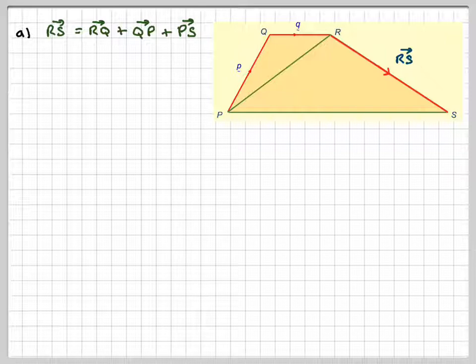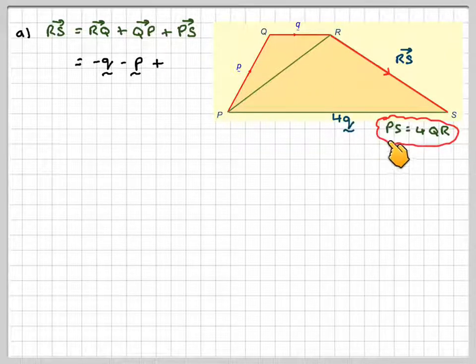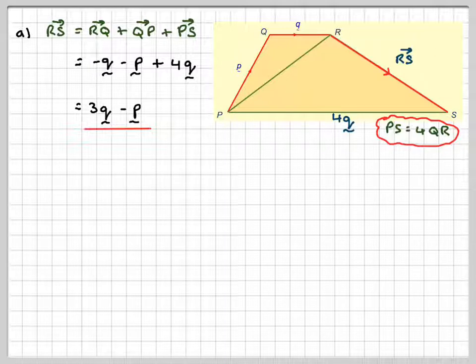Now, you're going against the arrow here, so that will be minus Q. You're going against the arrow here, so minus P. Now, we're told that PS is 4Q, because we were told that PS is 4QR, and this is vector Q, so this is parallel to it, so it will be the vector 4Q. So we need to add 4Q. Now 4Q minus Q, just like normal algebra, will be 3Q minus P. So that's the answer for part A.